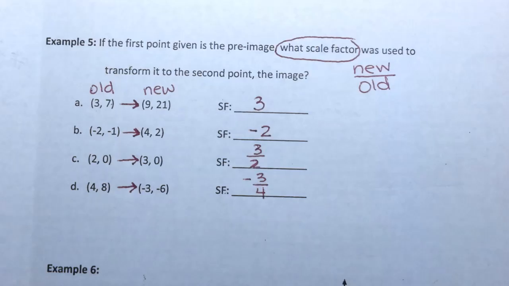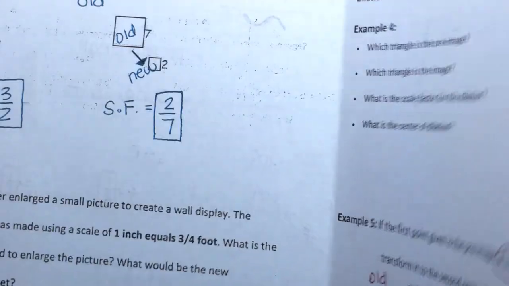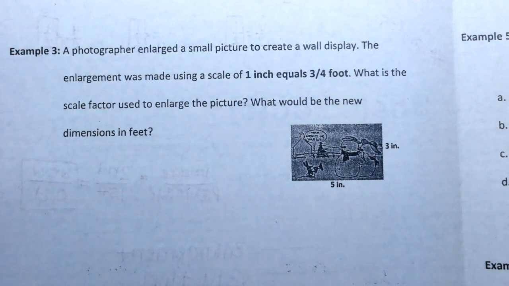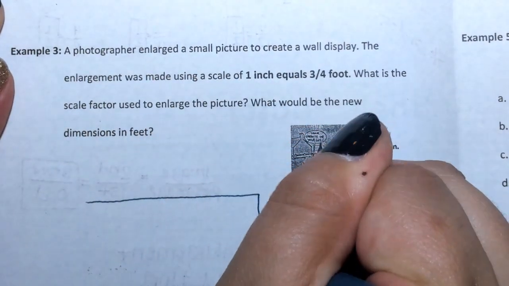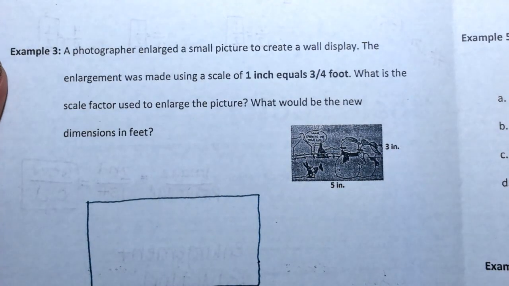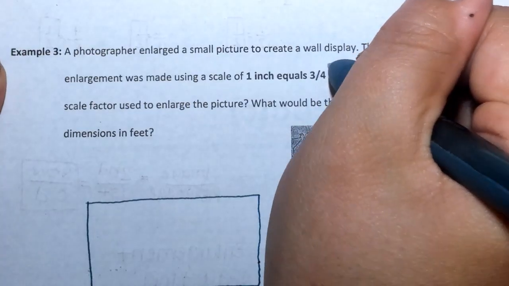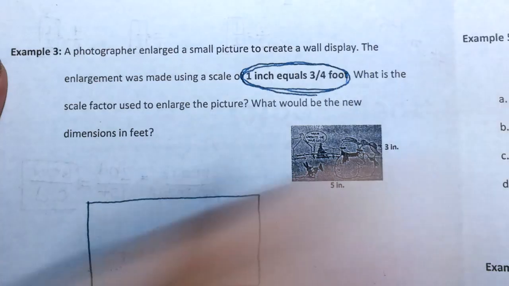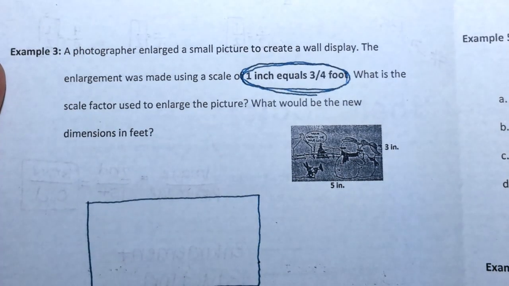All right, let's go back to question 3. Question 3 says, a photographer enlarged a small picture to create a wall display. So here's the small picture. They want to create a bigger one on a wall. The enlargement was made using a scale of 1 inch equals 3/4 foot. That doesn't quite make sense, but we'll go with it. What is the scale factor used to enlarge the picture? And what would be the new dimensions in feet?